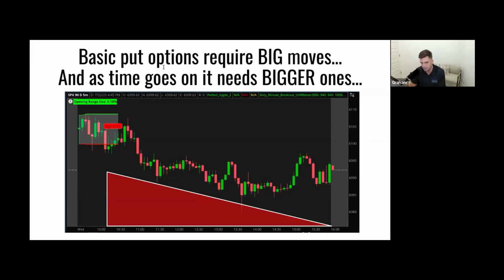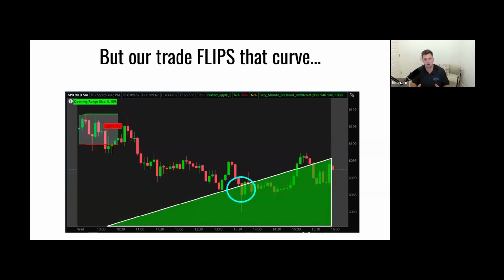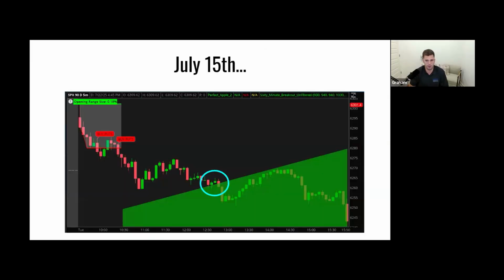And that's why you can have days like this where the S&P worked in your advantage and it kept going lower as the day kept going, but you never hit your profit target because time decay was completely hosing you. But with the way we're trading, we are flipping that curve on its head. Whereas as time goes on, we need less and less of a move. Our odds get better and better. So let's look at some more for fun.